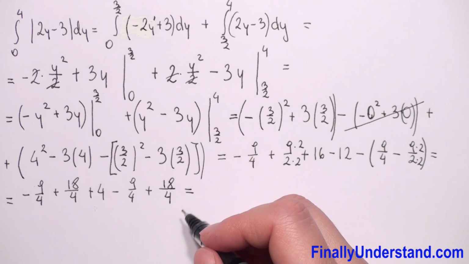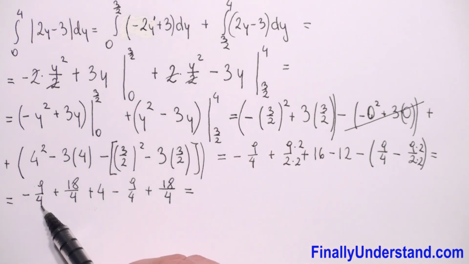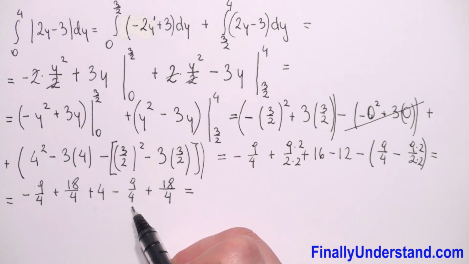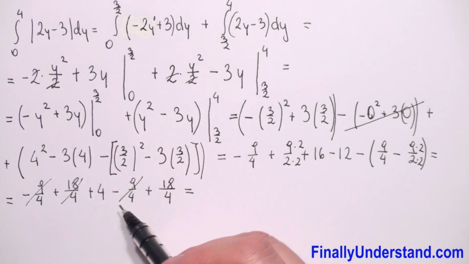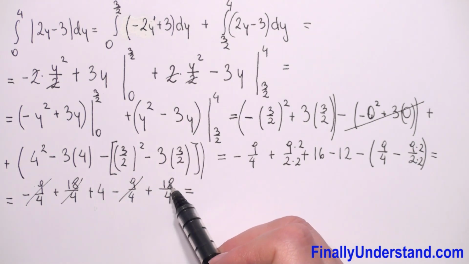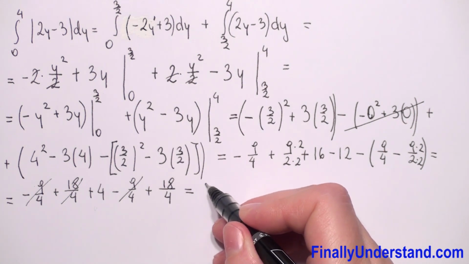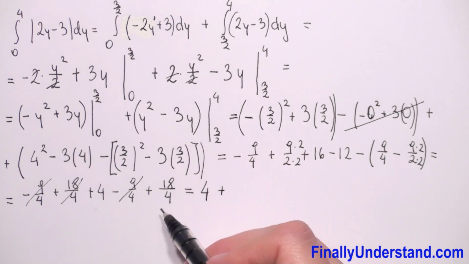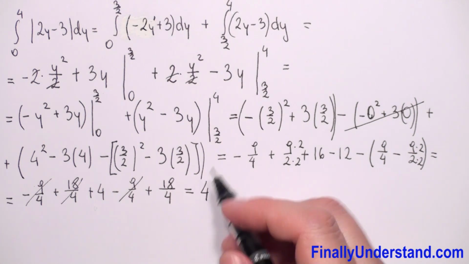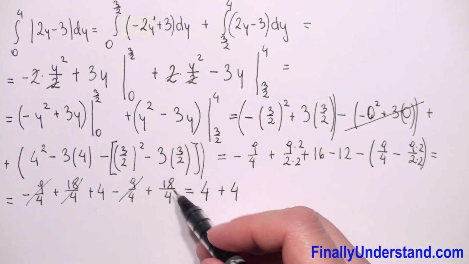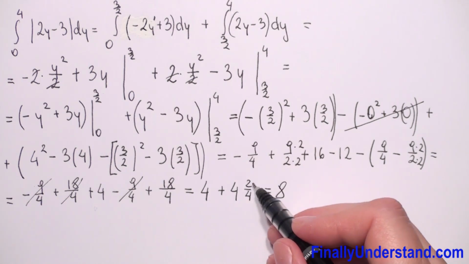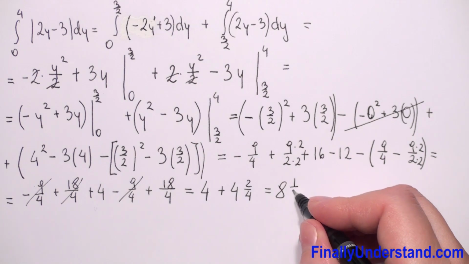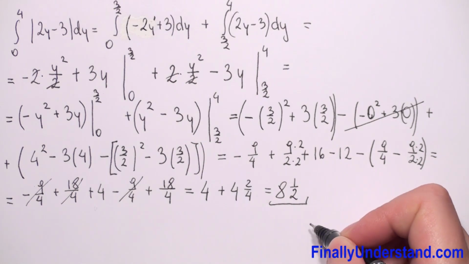So this is equal negative 9 over 4, and negative 9 over 4 is negative 18 over 4, so we can reduce this with 18 over 4, and we have 4 plus 18 over 4. So let me put first 4, and we will change improper fraction to mixed number, so it will be 4 and 2 over 4. So this is equal 8, and 1 over 4 is 1/2. This is my solution.